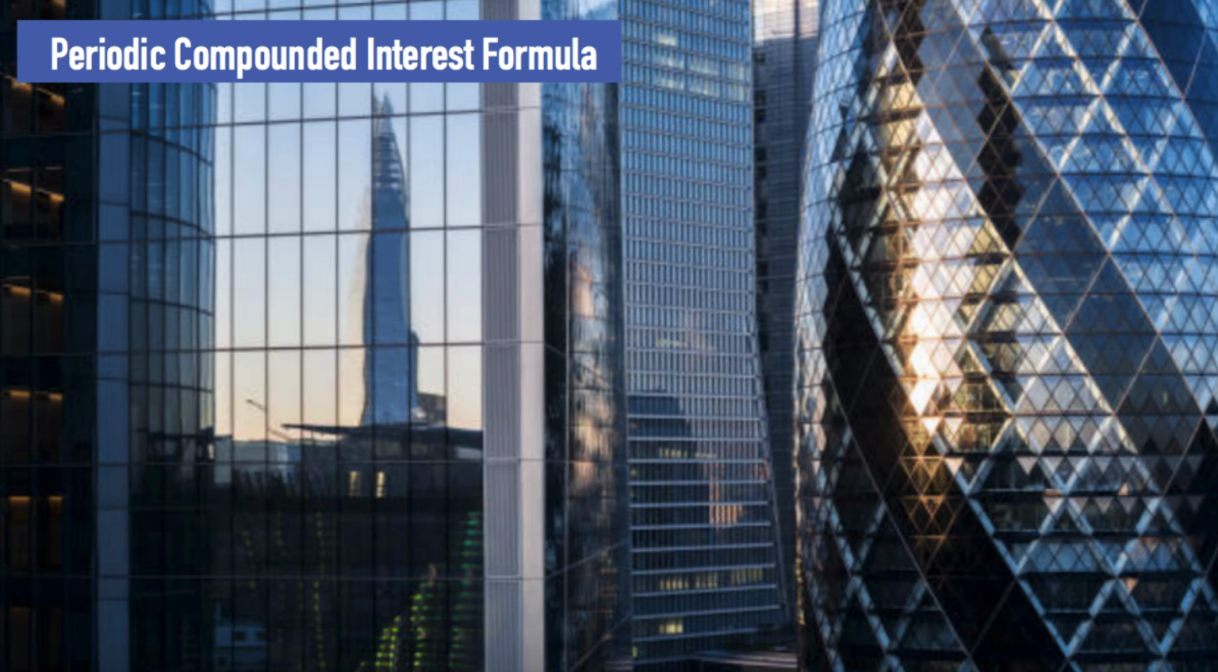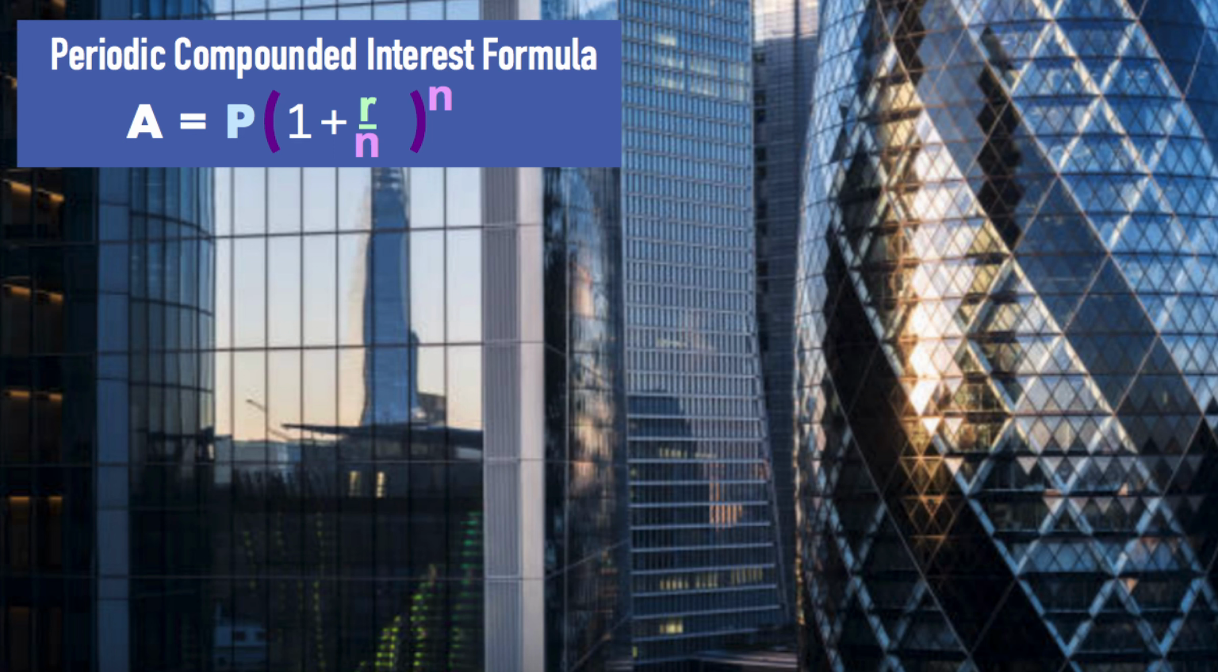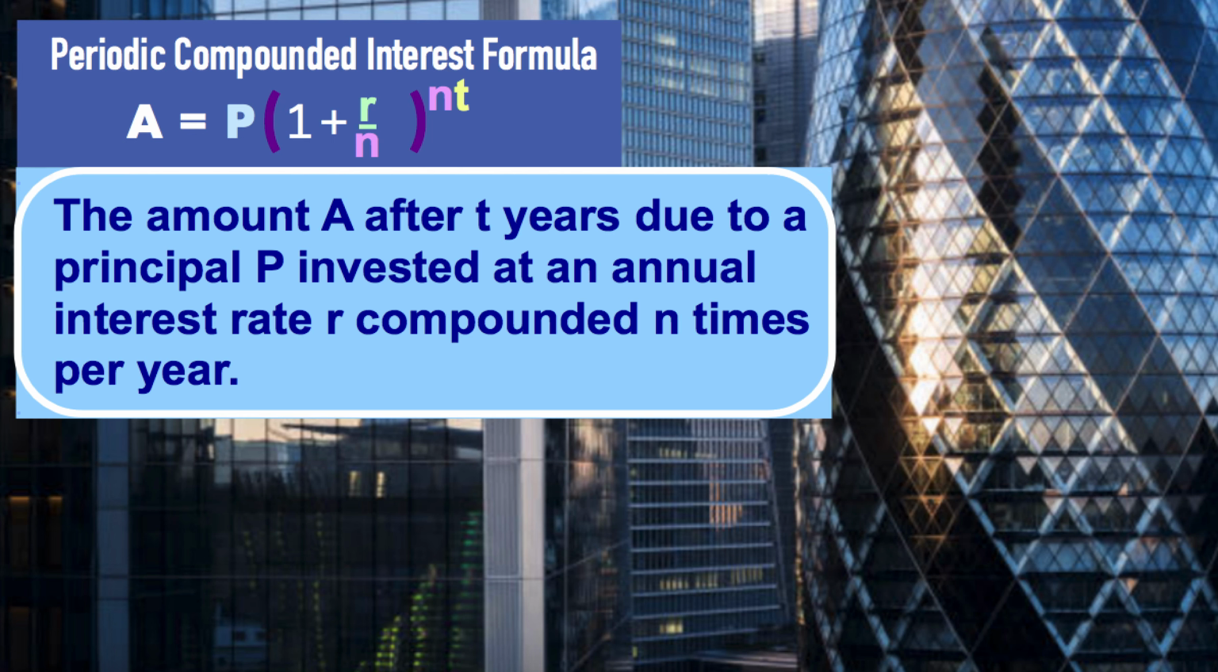Periodic compounded interest formula: A equals P times the quantity 1 plus r over n, raised to the n times t. The amount A after t years due to a principal P invested at an annual interest rate r compounded n times per year.